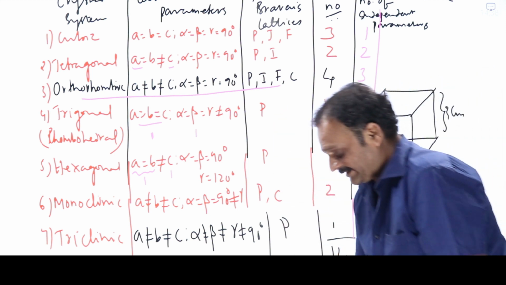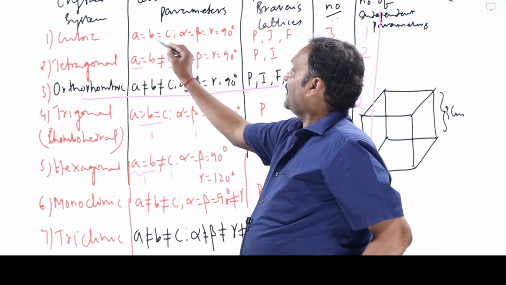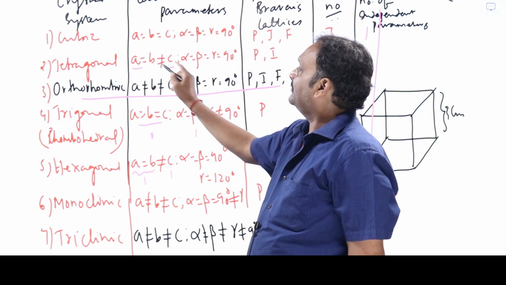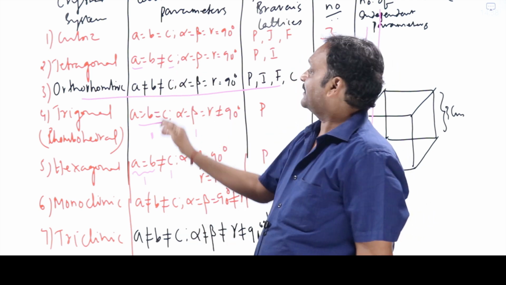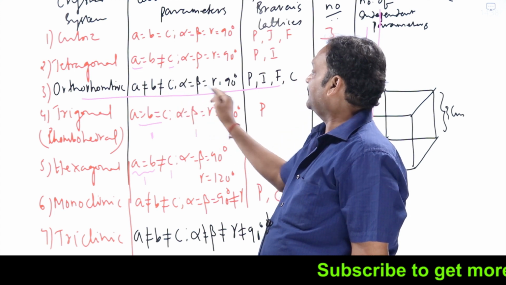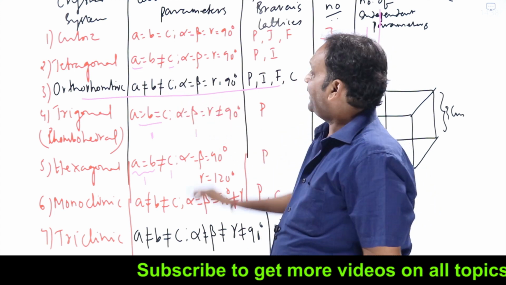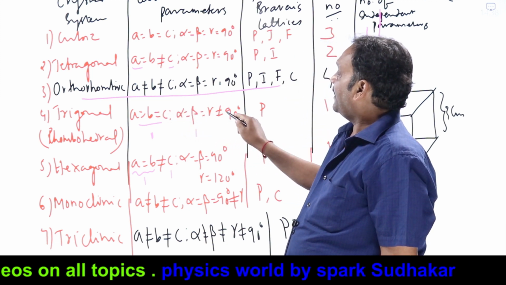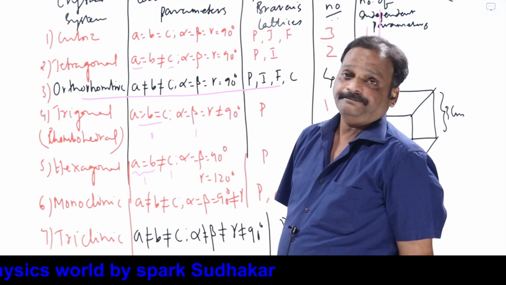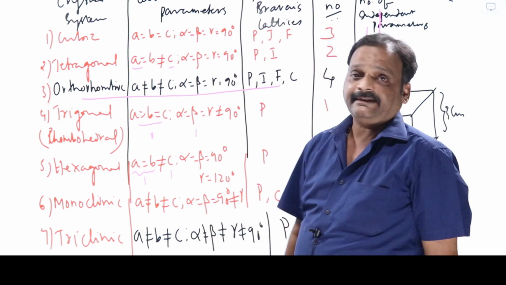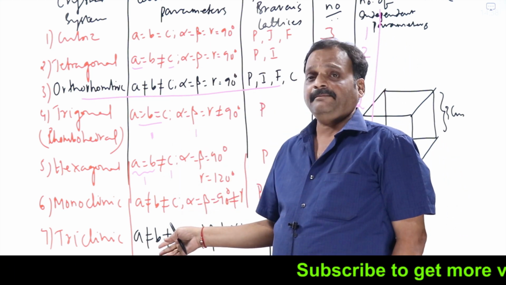I have written it in such a way that here, see, all sides are equal and all angles are equal. Here also all angles are equal, but only one side is not equal. Here all three sides are not equal. Like this I have drawn it in a systematic manner. I have arranged all these 7 systems. This is the way you have to remember.